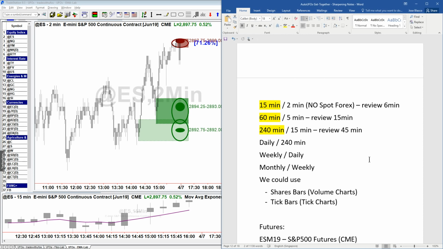note where you see that for intraday time frame, we are either using the 15 and the 2, the 60 and the 5, and the 240 and the 15. So let's talk about it, because there is something right and something wrong here. And I want to talk about it with you guys, because now finally we're getting to these Sunday sessions where we have time to talk about it in depth and take this to the next level.